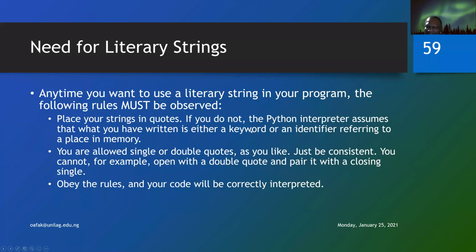It will try and see whether it's a keyword. If it doesn't see it as a keyword, then it will interpret it as an identifier. But if you want it to be a string that is not an identifier, then you put it in quotes. Then it will be a constant, literally meaning what you have written.